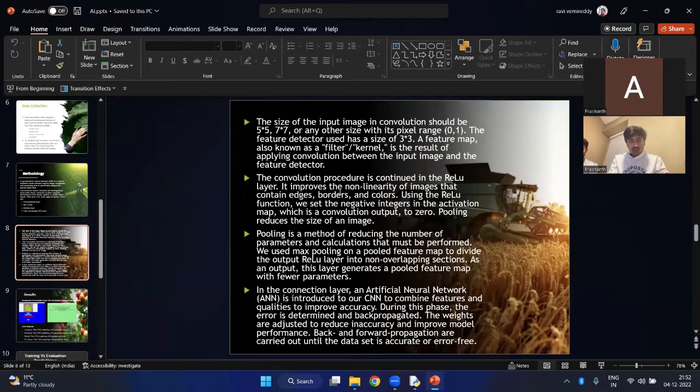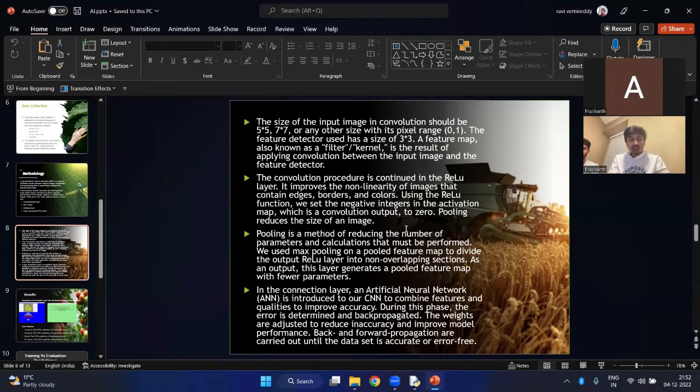The next one is the ReLU layer, that's a rectified linear unit. The convolutional procedure is followed by the ReLU layer. It improves the non-linearity of the image, which contains edges, borders, and colors. Using the ReLU function, we set the negative values in the activation map, which is the convolutional output, to 0.